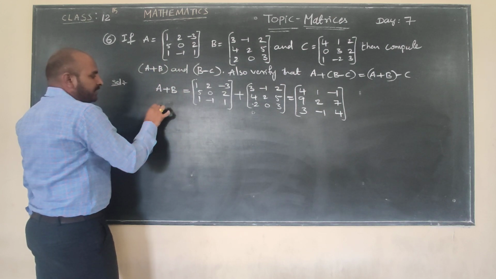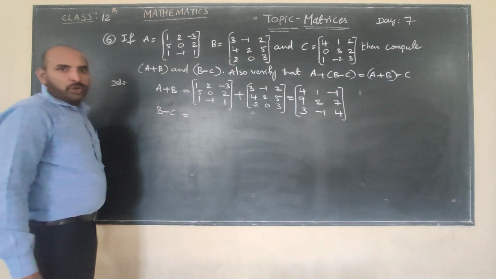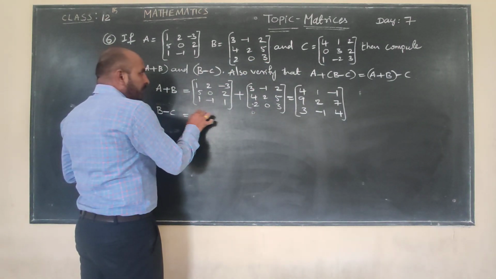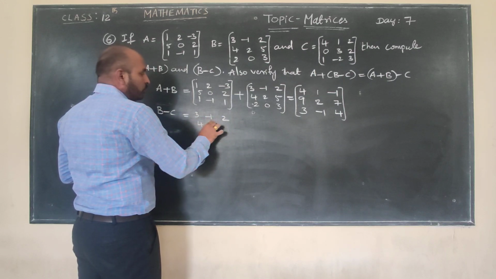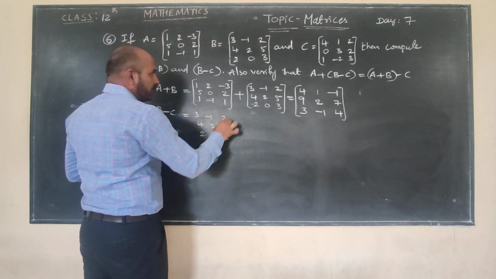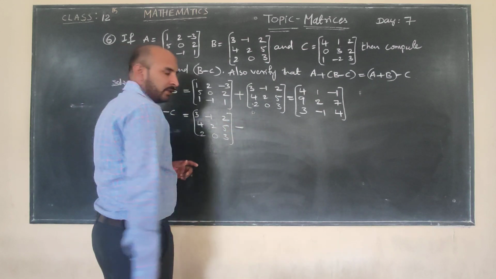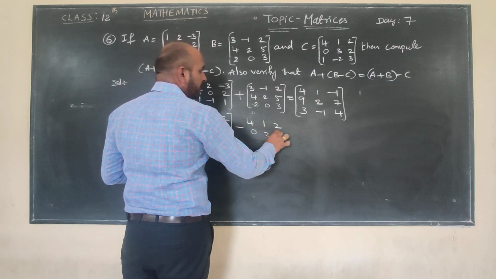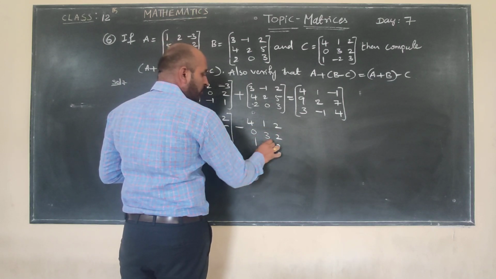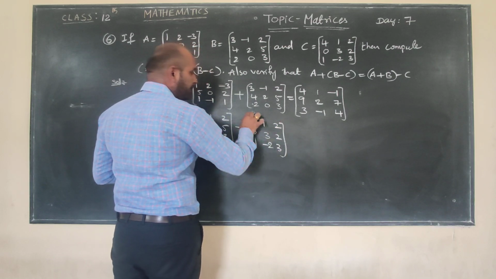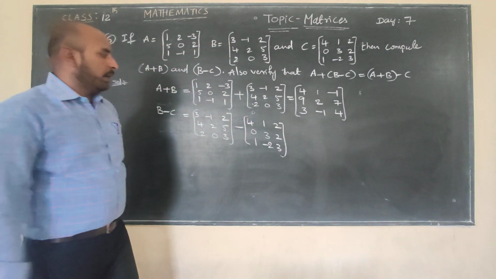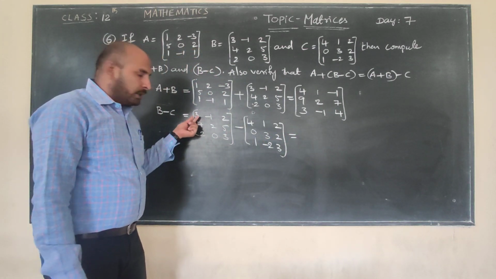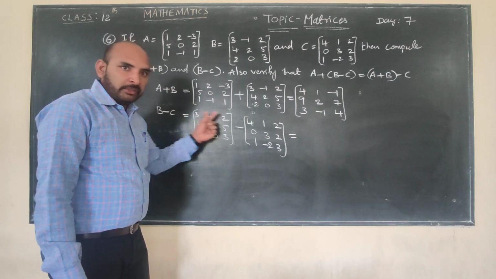Next one, B minus C. B minus C equals the second matrix and third matrix subtracted. So 3, minus 1, 2, 4, 2, 5, 2, 0, 3, minus the third matrix 4, 1, 2, 0, 3, 2, 1, minus 2, 3. This is the difference of two matrices we have to find out. Corresponding positions must be subtracted.